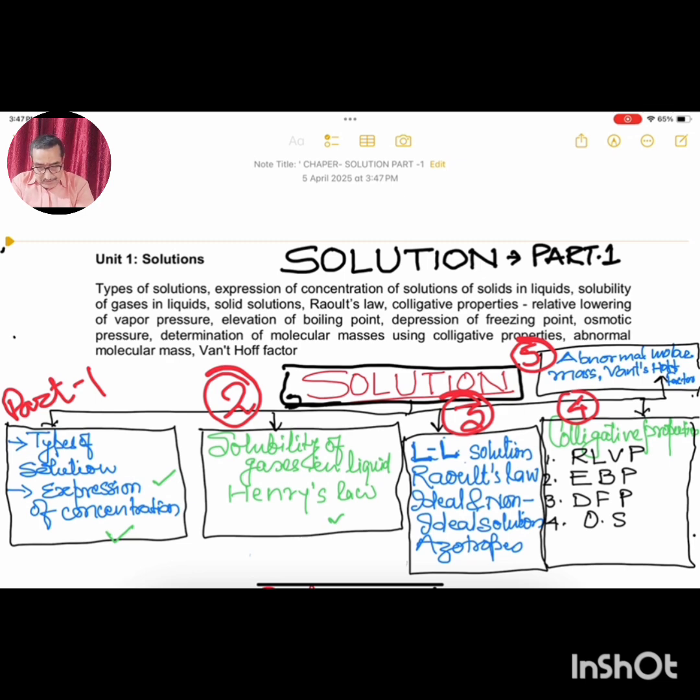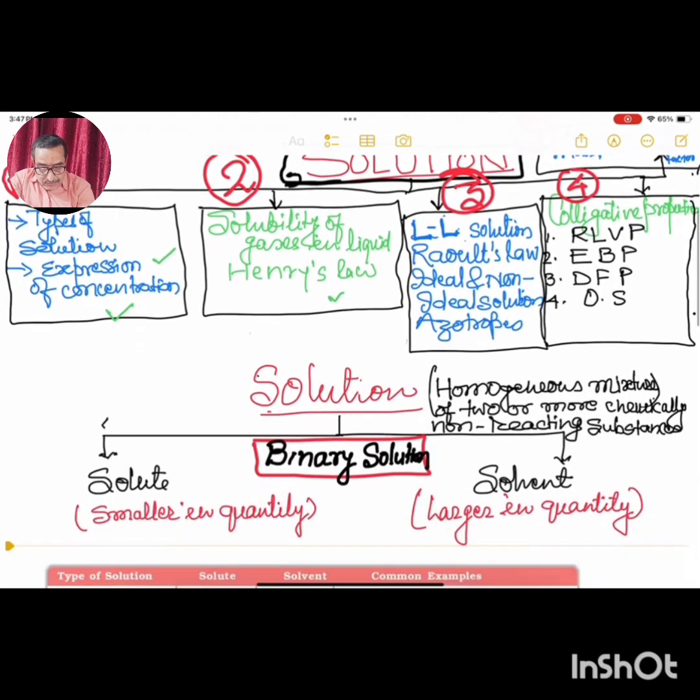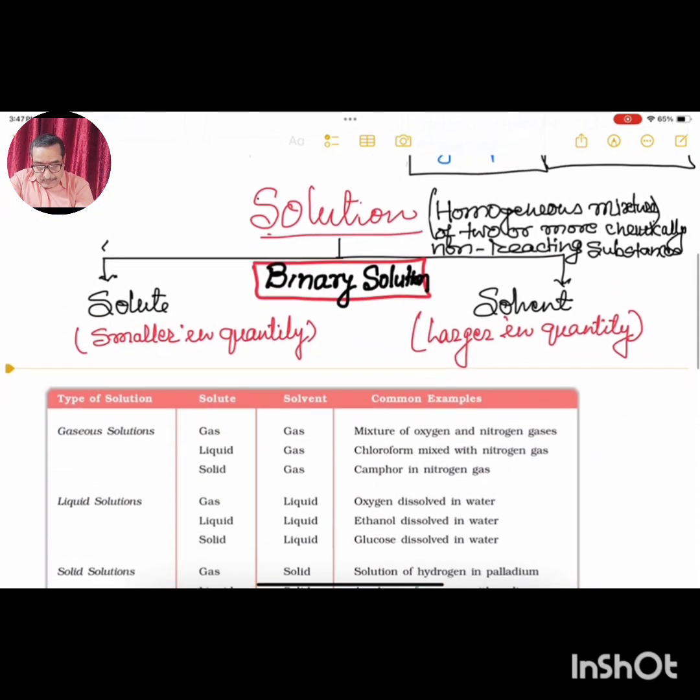And the fourth part, we discuss colligative properties. And the fifth part is the abnormal molar mass and van't Hoff factor. Now, first of all, we start the first part.